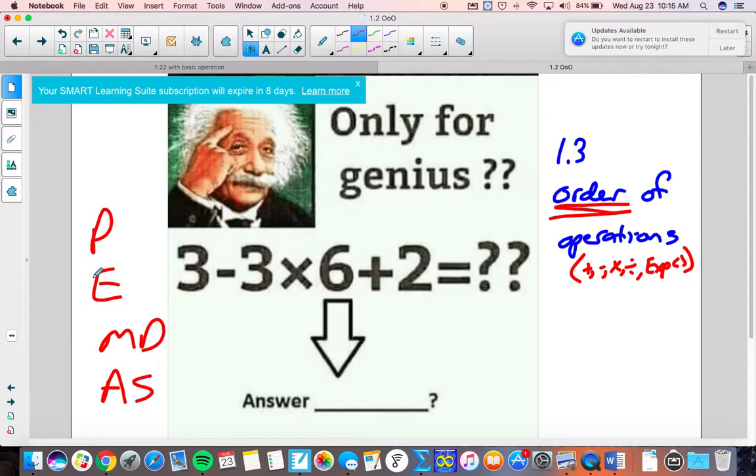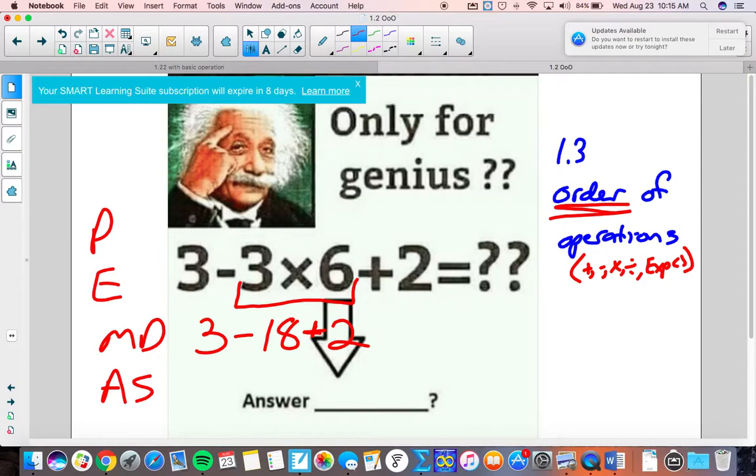Do I see any exponents? No. Do I see any multiplication or division? Yes. Right here we have multiplication. So I need to do that first. What am I multiplying? 3 and 6. 3 times 6. That's 18. Seems like a lot of friends got that part right. But here's where they made the mistake. 3 minus 18 plus 2.